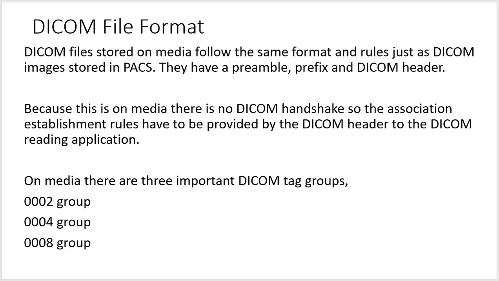The DICOM file format. DICOM files stored on media have the same format and rules as DICOM images stored in PACS. They have a preamble, prefix, and DICOM header. This is on media, so there's no DICOM handshake. So the association establishment rules have to be provided by the DICOM header to the DICOM reading application. On media, there are three important DICOM tag groups that perform these functions. They are the 02 group, the 04 group, and the 08 group.